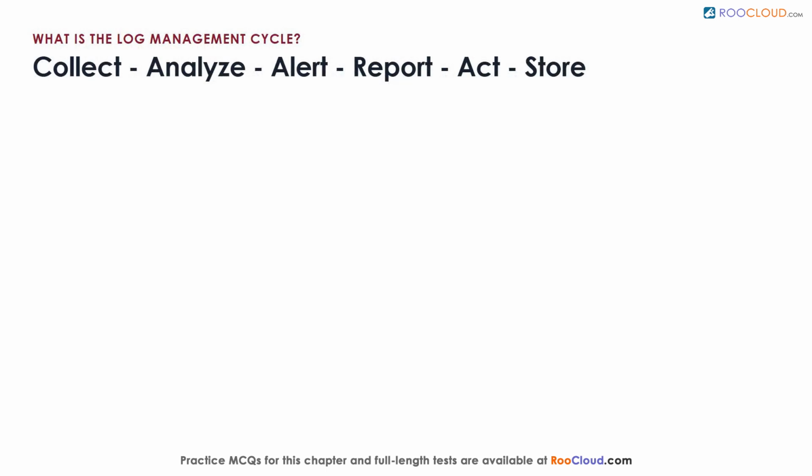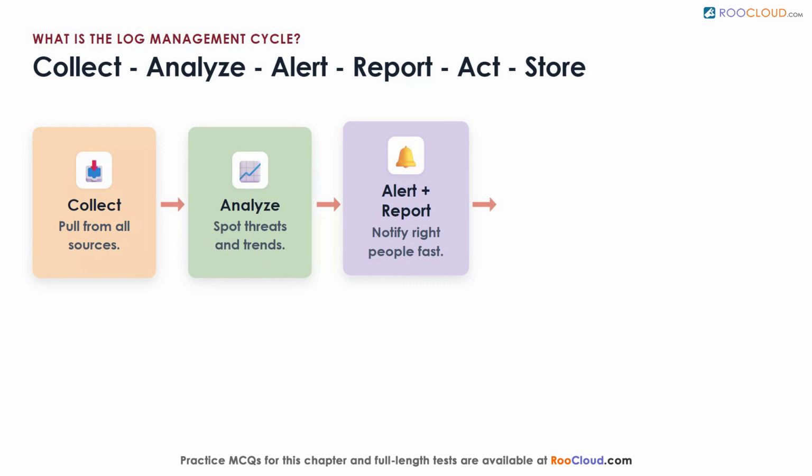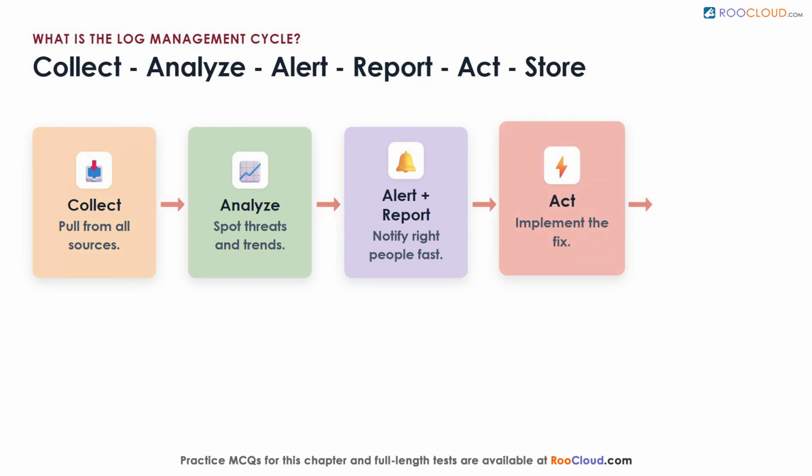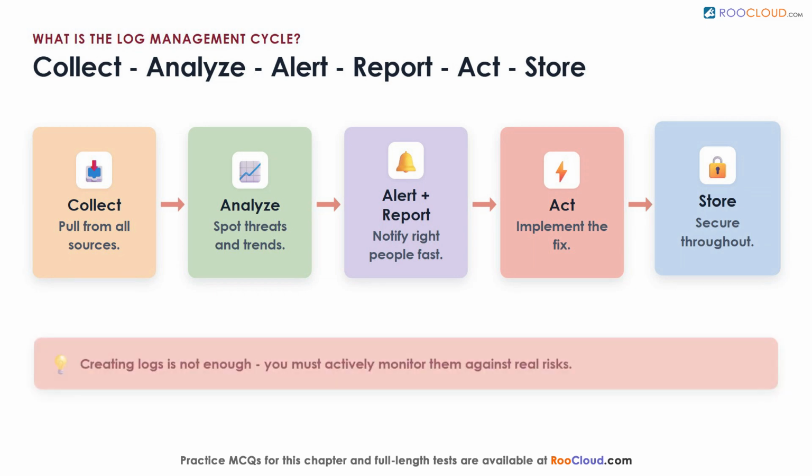So how do you turn raw logs into a managed process? You follow a repeating cycle. First, collect the data. Then analyze it. Generate alerts when something looks wrong. Report concerns to the right people. Implement action plans to fix them. And store the logs safely throughout. The whole aim is to protect their availability, integrity, and confidentiality. Creating logs is not enough. You must actively monitor them against real risks.